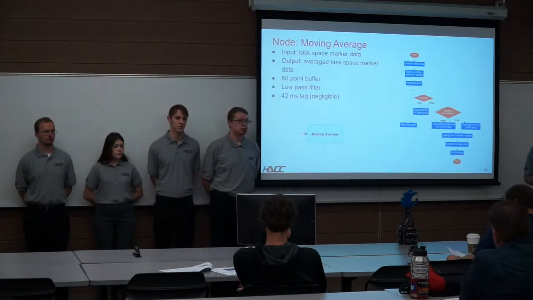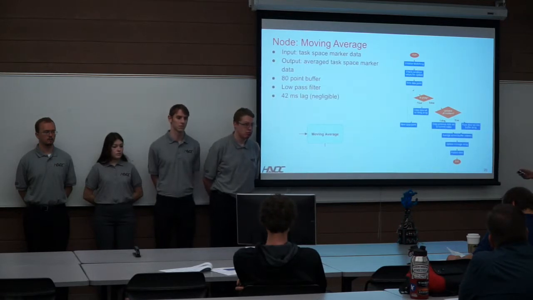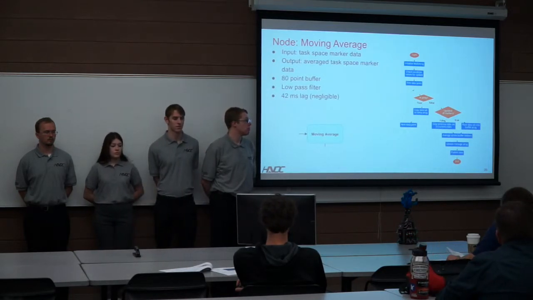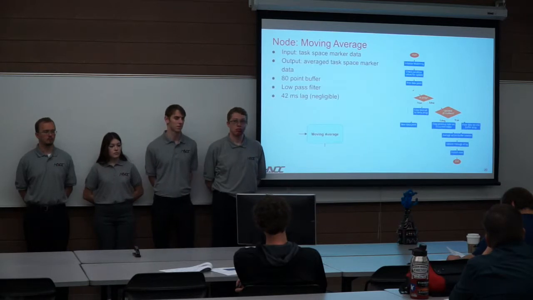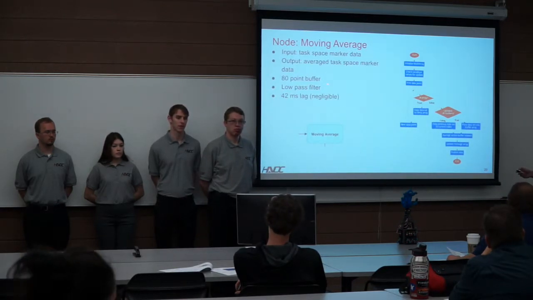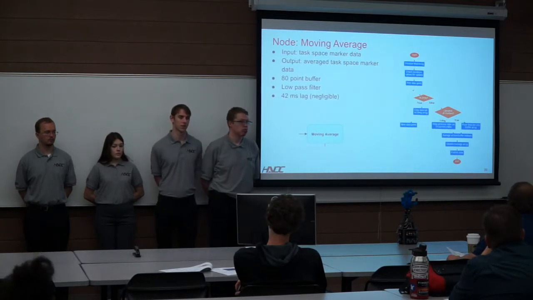The first node is our moving average. Our input is our task-based marker data, and our output is the average of that data. We apply an 80-point buffer. There's also a low pass filter, so we have a small delay that is caused by that buffer. This delay is equal to half the buffer size, and since we are running at 960 hertz for our main data, it'll be 80 divided by 960 divided by 2, which is about 42 milliseconds of lag.